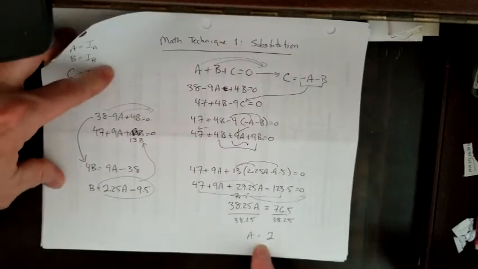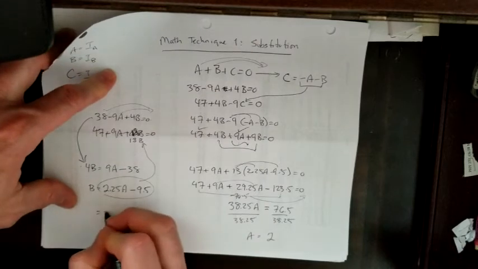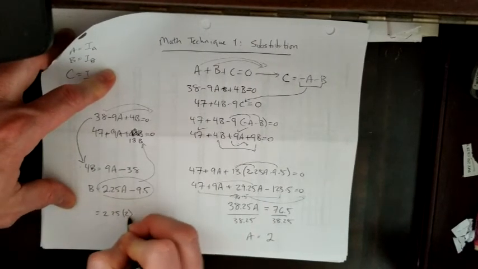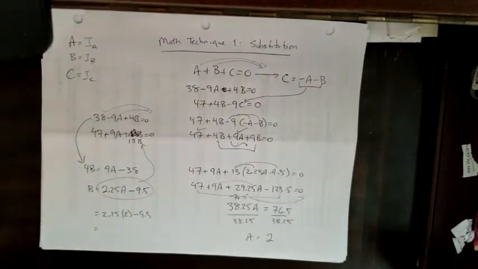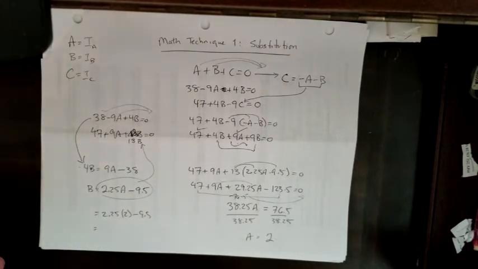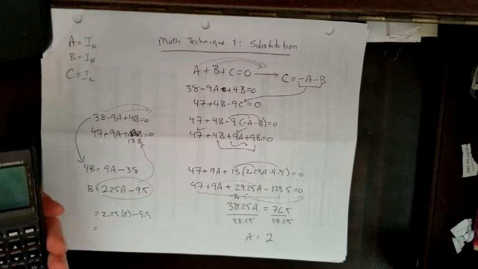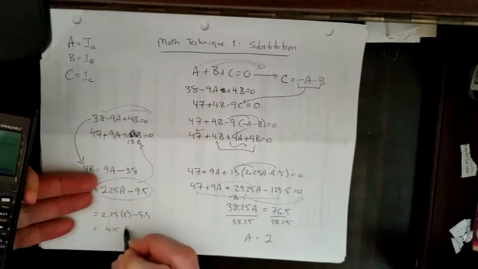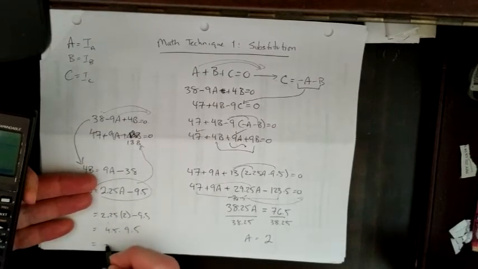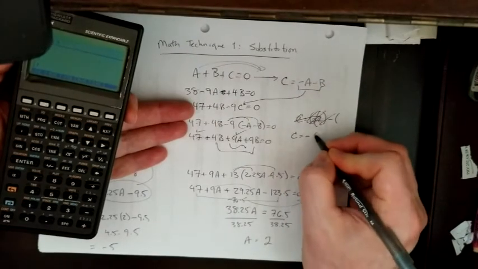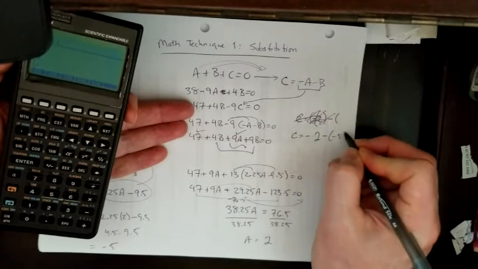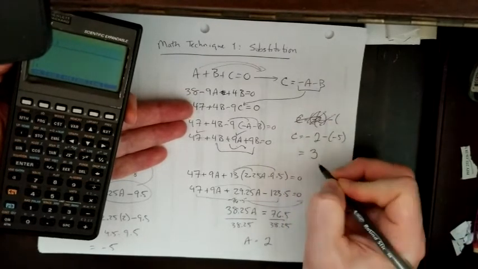Once I have that, well, I have a formula for B right here. That's equal to 2.25 times 2 minus 9.5. The advantage of this technique is at this point, it's simple because I have an equation for the other two already. 4.5 minus 9.5, which is equal to negative 5. And then C is equal to negative 2 minus negative 5. So C is equal to 3.